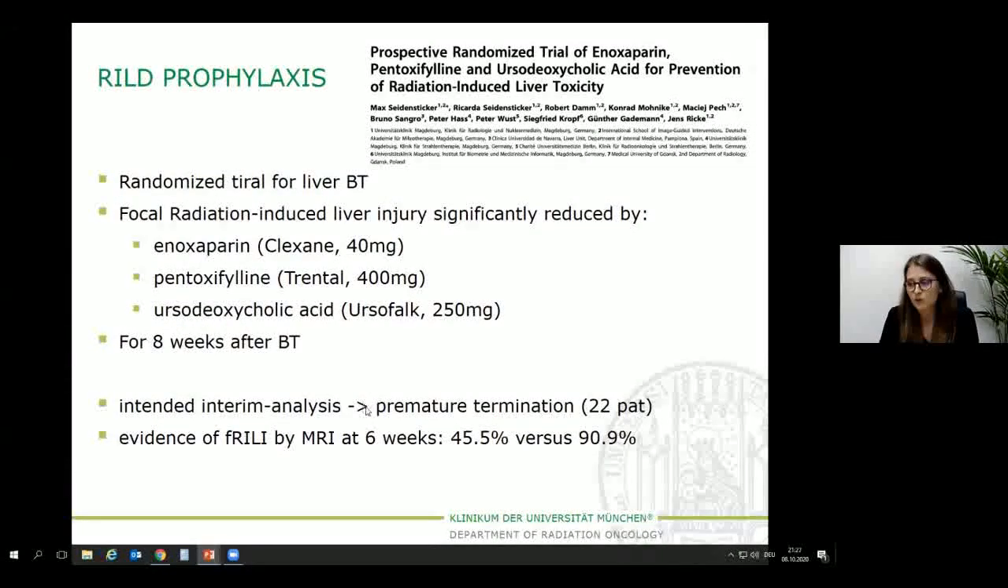And they had to stop this trial prematurely because patients who received the medications had a significantly lower risk for a focal RILD. So it was 45% versus 90%. So if you have patients with a high liver exposure, we usually give this treatment for 8 weeks. You can read the details in the study, which I added there.